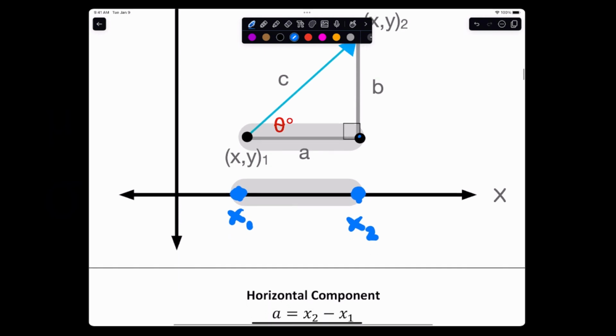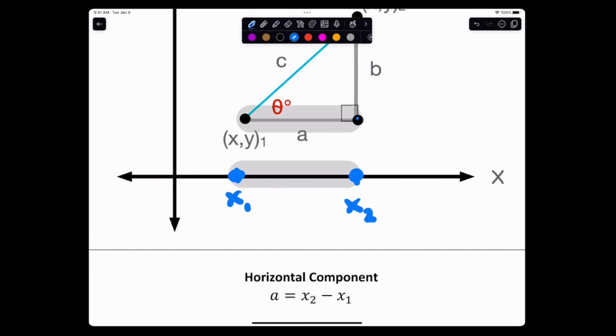Do you guys know how to measure that length? That length is always going to be right minus what? Left. That distance in gray is the right value minus the left value. And that's why you see this information where that length is the horizontal component.